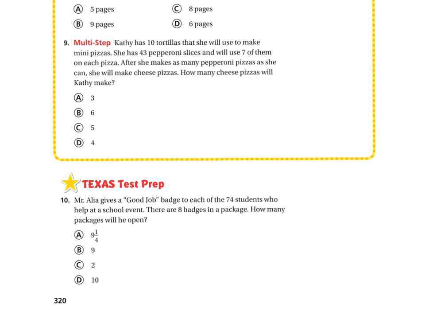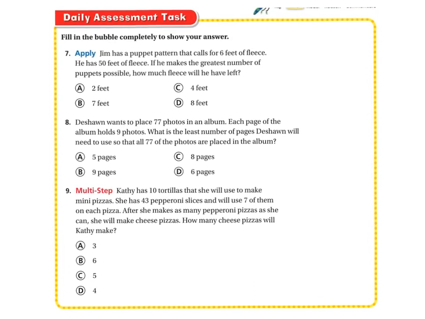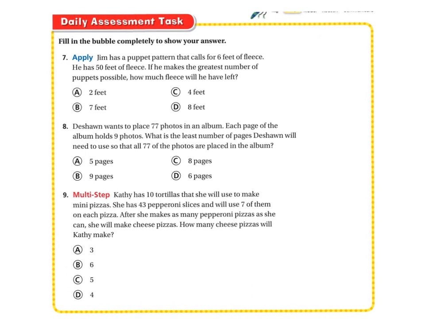All right, switching to page 320. So this is going to also give us another look at these. As we're going through these, just work them in your book with me. So Jim has a puppet pattern that calls for 6 feet of fleece. He's got 50 feet of fleece, so 50 feet total. His pattern is 6 feet per puppet. If he makes the greatest number of puppets possible, how much fleece would he have left?